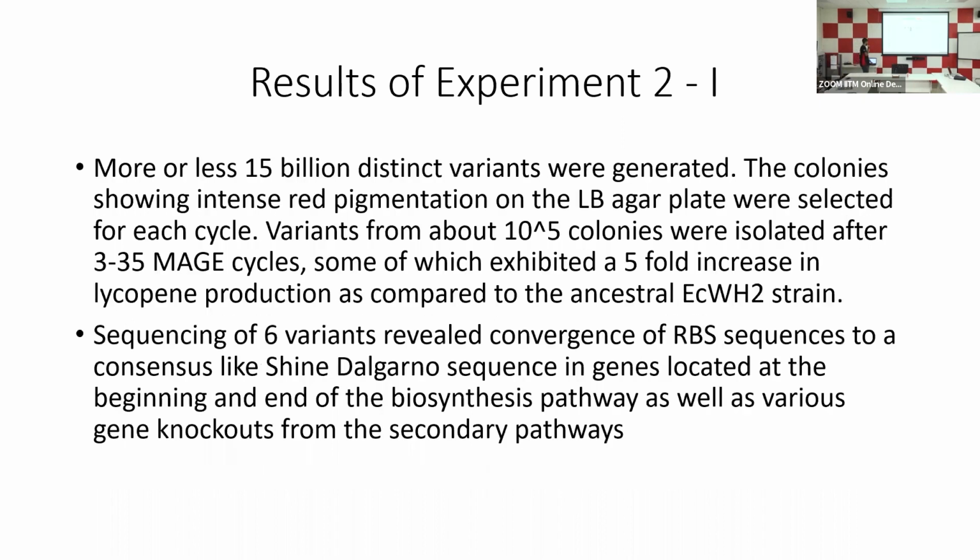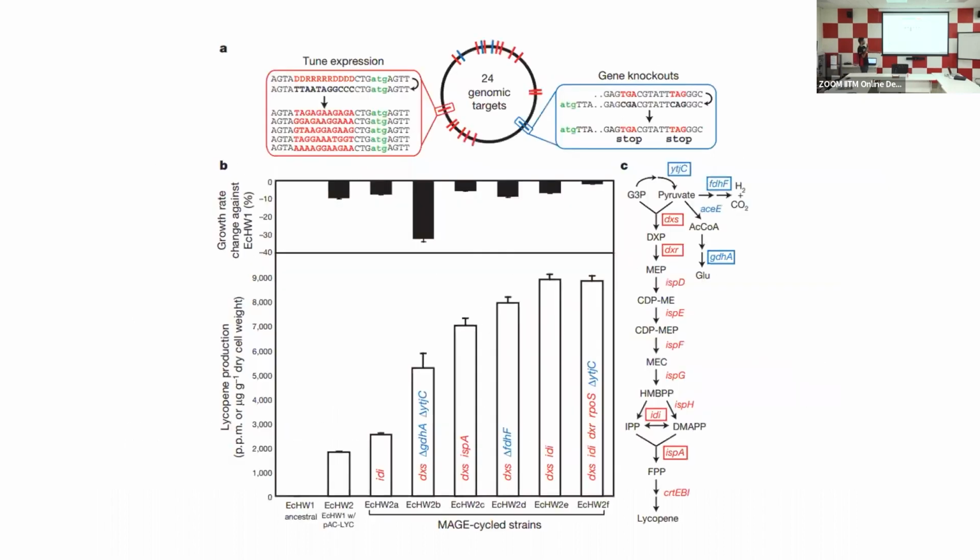Before we move further, I'm going to show this graph. So we can see the correlation between lycopene production and MAGE cycle strains. As more and more genes are optimized and the others, like the secondary pathway genes, are inactivated, we can see that lycopene production increases to about 9,000 ppm, which is basically zero in the ancestral strain. So you can see the amount of jump in lycopene production that can happen only by optimization of the biosynthesis pathway.